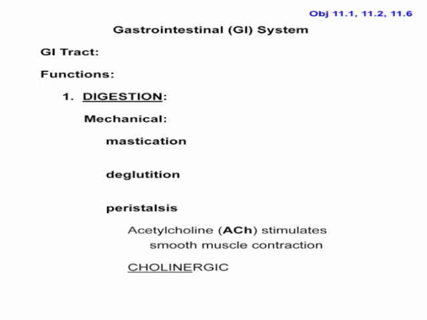The GI system, or gastrointestinal system, has multiple functions. Number 1, digestion. There are two forms: mechanical, which involves mastication, which is chewing, deglutition, which is swallowing, and peristalsis, which is the rhythmic involuntary contraction or motility of the GI system. This rhythmic contraction is due in part to acetylcholine, which is a neurotransmitter and stimulates smooth muscle contraction. The term below, cholinergic, refers to acetylcholine.